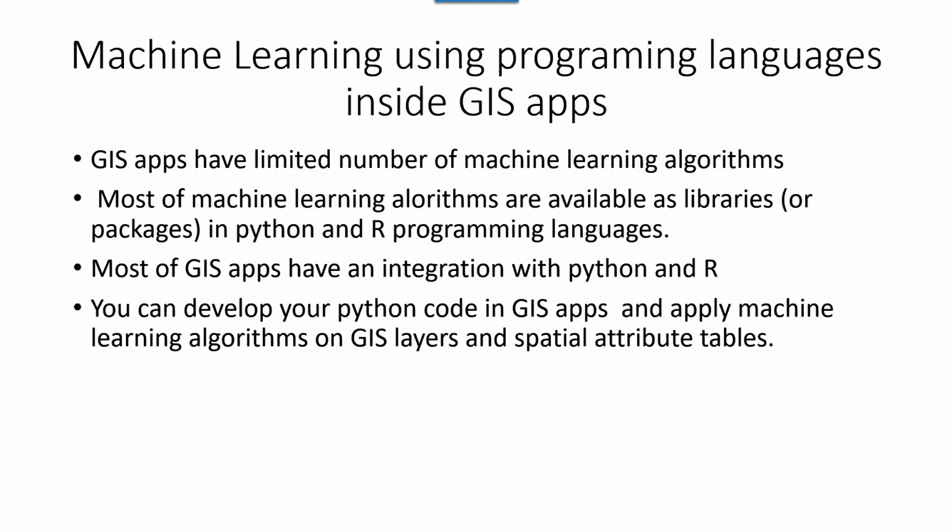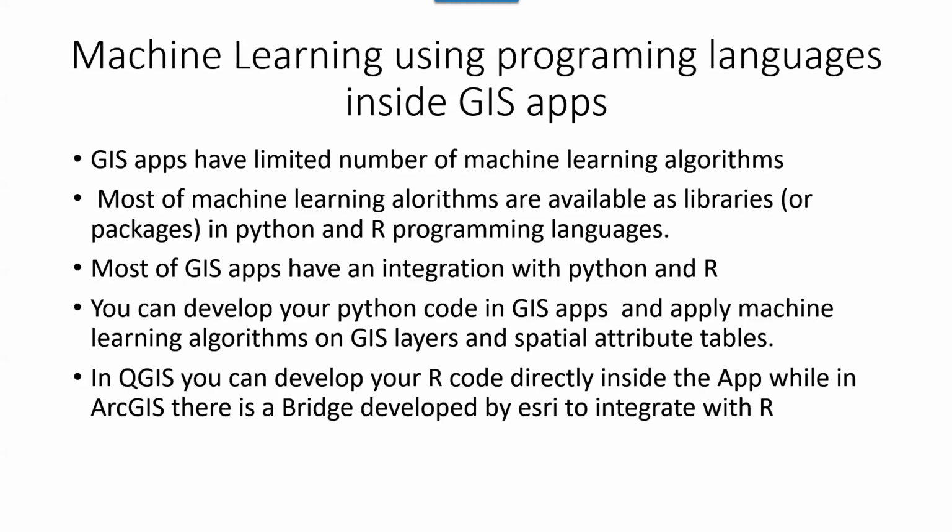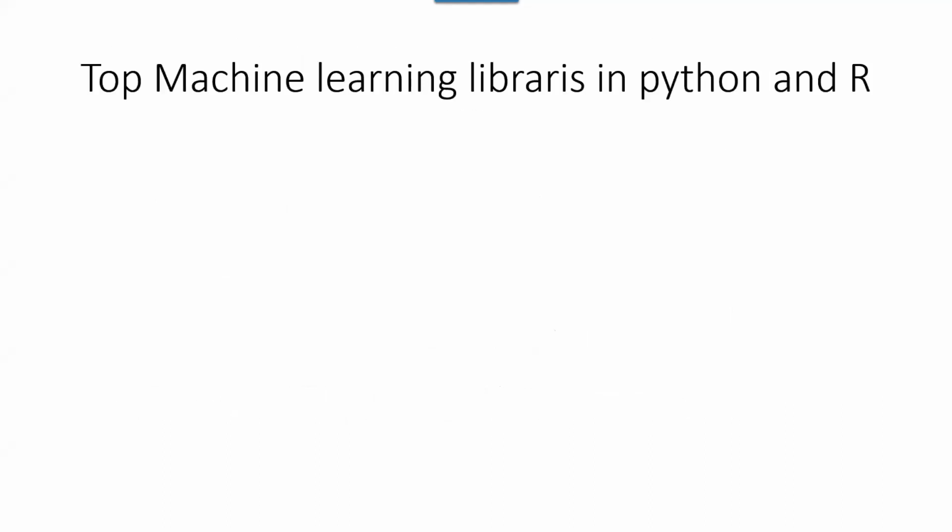You can develop your Python code inside the GIS application and apply machine learning algorithms on a GIS layer and the spatial attribute table. In QGIS, for example, you can develop your R code directly inside QGIS, while in ArcGIS, there is a bridge developed by Esri to integrate between ArcGIS Pro and the R programming environment. Python and R are based on libraries or packages.